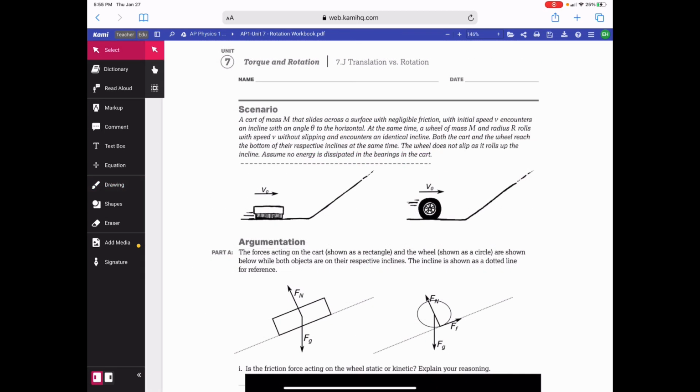AP Physics 1 Workbook, Unit 7, Torque and Rotation. Activity J, Translation versus Rotation. Please remember to pause or rewind the video as needed.